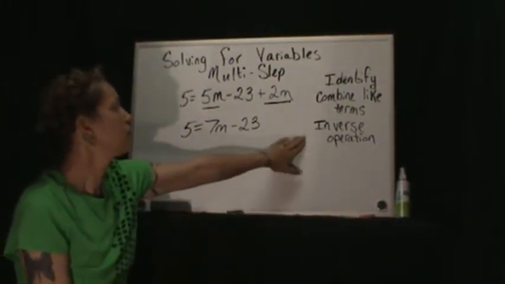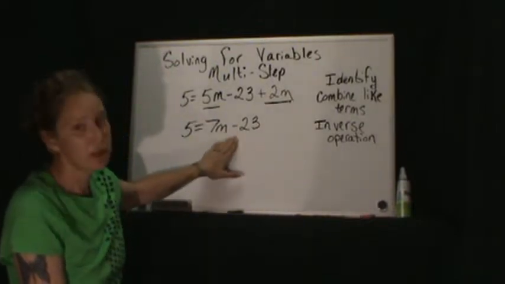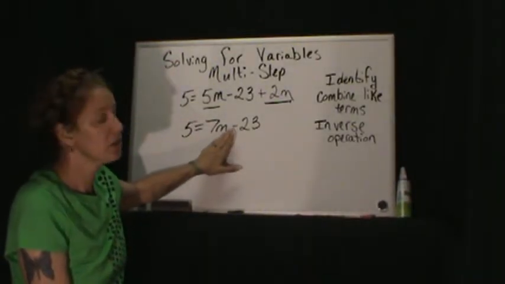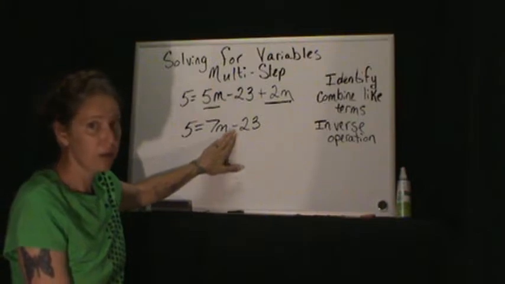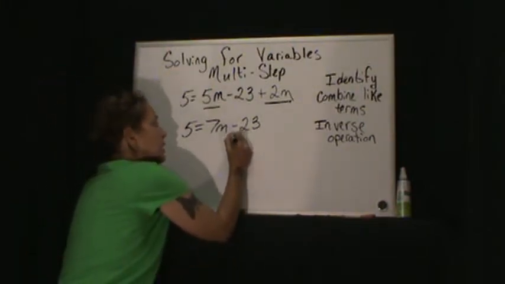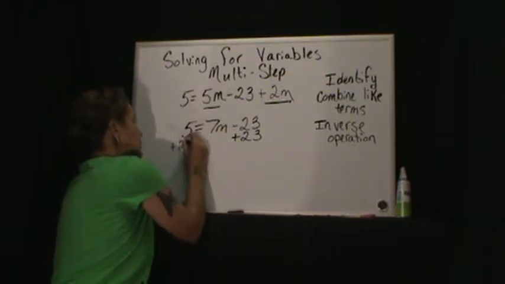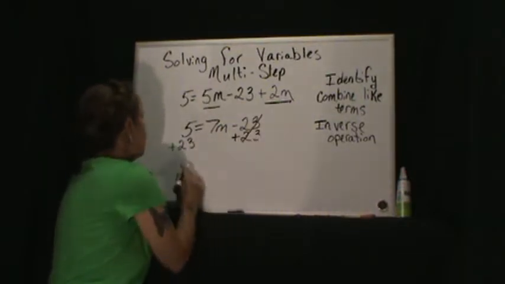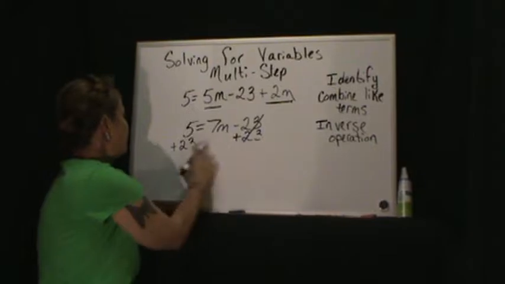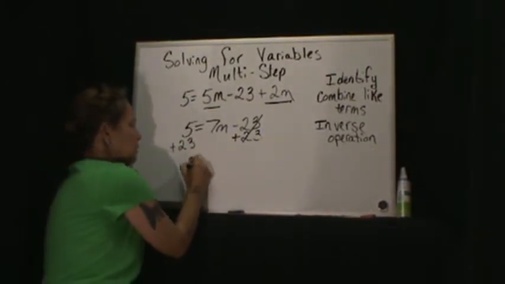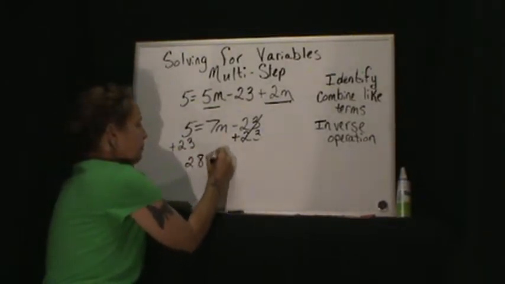So now we can do our inverse operations. We always start with addition and subtraction. So since we have a minus 23, we're going to add 23 to both sides of the equation. Keep it balanced. These two cancel out. 5 plus 23 is 28.